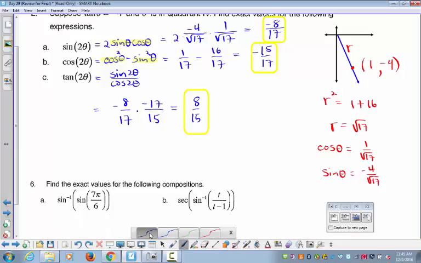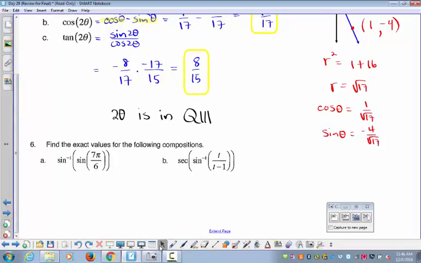What quadrant does 2 theta have to be in? Which one? 3. Sine and cosine are both negative, and tangent is positive. Quadrant 3. Marvelous.